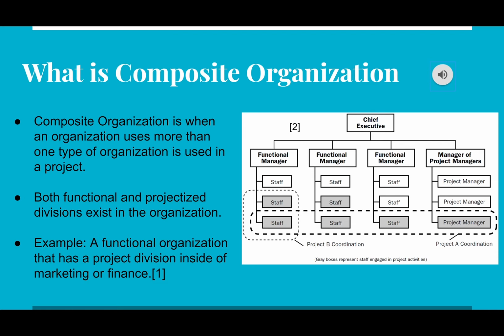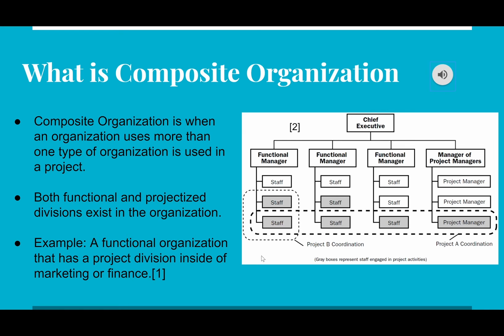The two most commonly used when you think about this could be a functional and a projectized organization being used together, but it can include others such as matrix. If you haven't learned about these others, I'd go study those first and then come back to this so you can have a better understanding of what's going on. This chart on the right gives us a good visual of what this might look like. We have a primarily functional organization that has two projectized divisions inside of it.